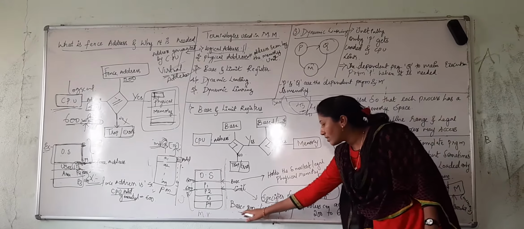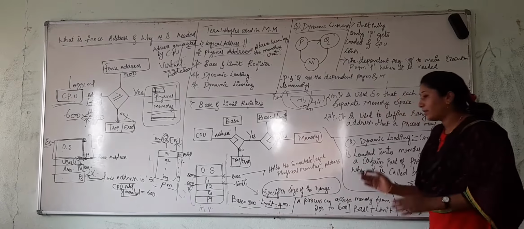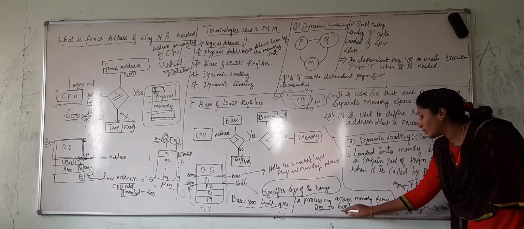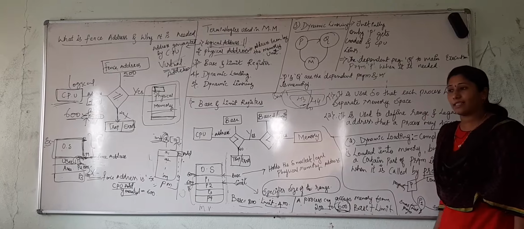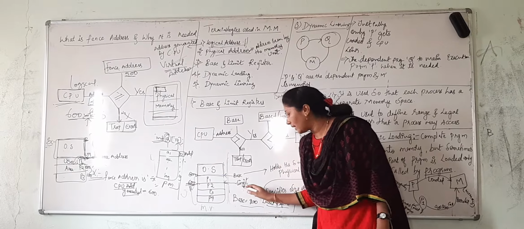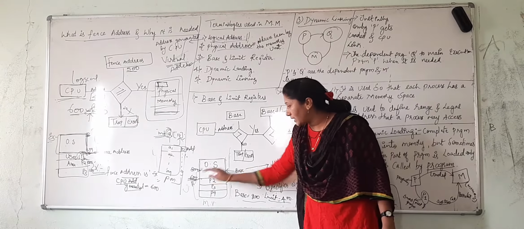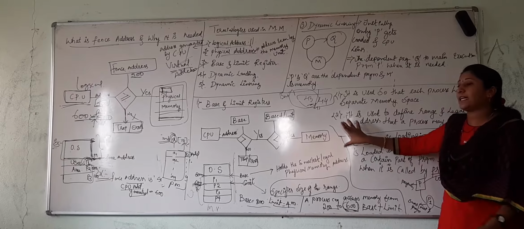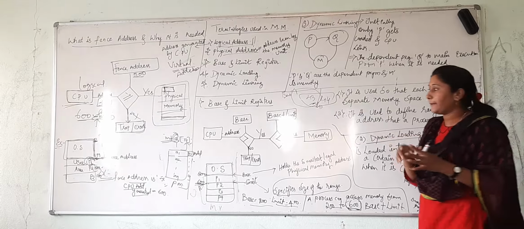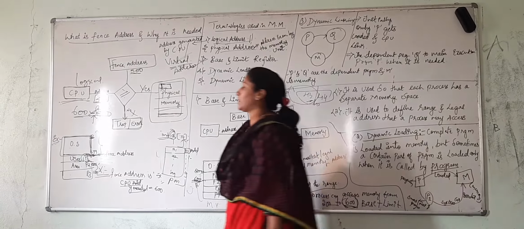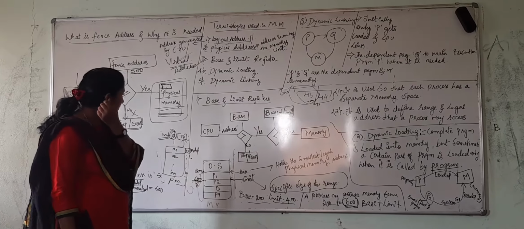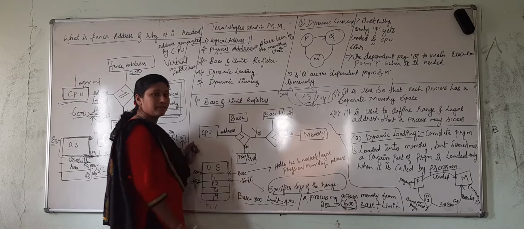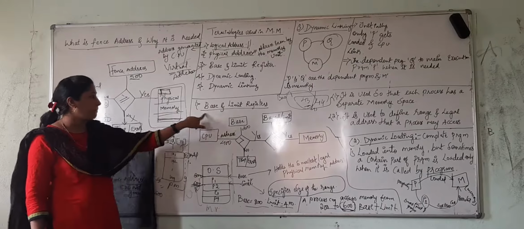Here the base is 200, and base plus limit gives 200 to 600. The last maximum size is 600; that is what the limit specifies. At the side I have written the limit: limit is 600, base value is 200. Now we are going to substitute these values and check how it exists in memory. So what will be the CPU address generated? Tell me. 200. 600. Base and limit register.